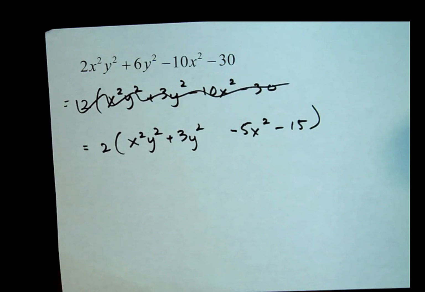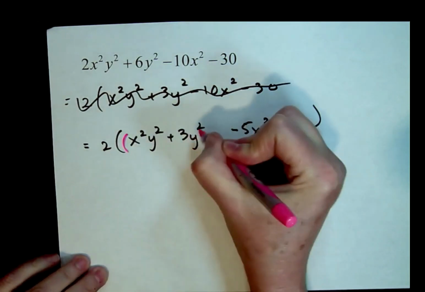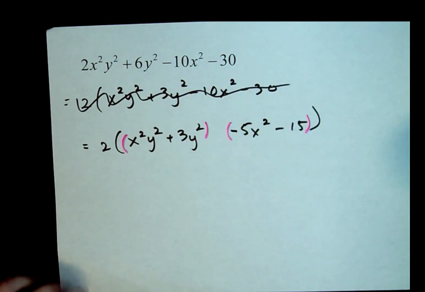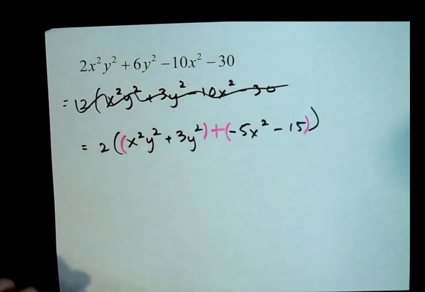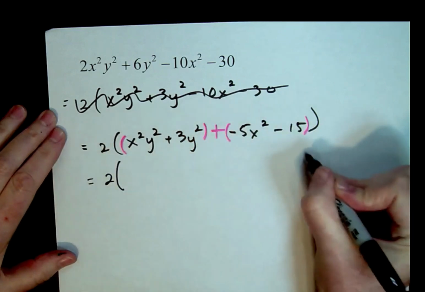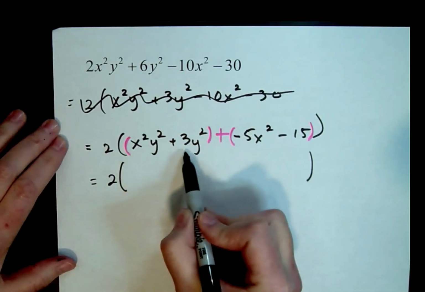Okay. And now I'm going to separate my two terms into two groups. But remember, I need a plus sign between my two groups because they're not multiplying each other. And if I don't put the plus sign, I'm saying they're multiplying, and they're not. I keep my big parentheses, but inside the little pink parentheses, I ask myself, what can I take out?